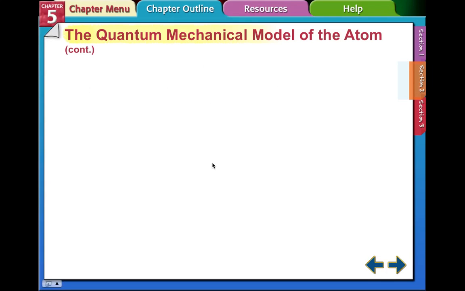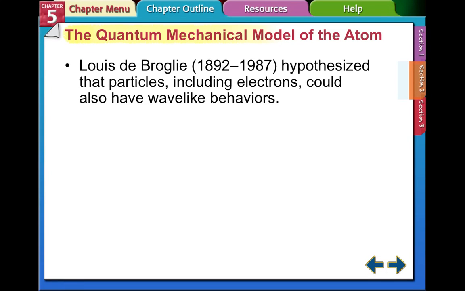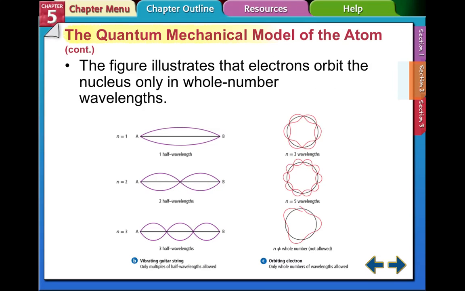So in came Louis de Broglie, and he hypothesized that electrons could move in wave-like particles like they had discussed earlier with Einstein. Okay, so he came up with this figure, and this figure illustrates the orbits that the electrons could have, that they go only in whole number wavelengths around the nucleus.